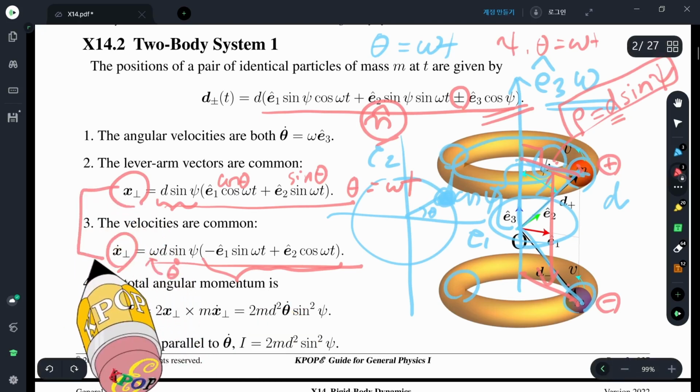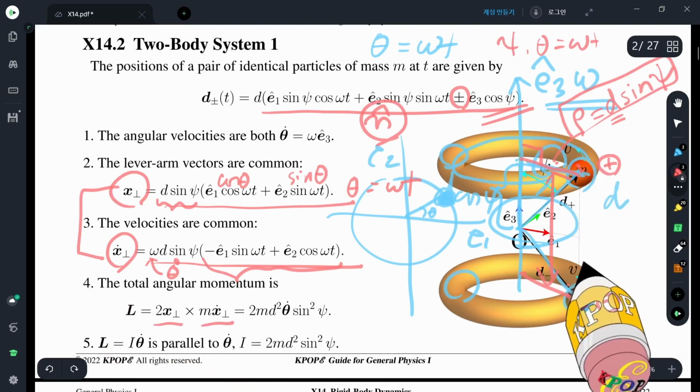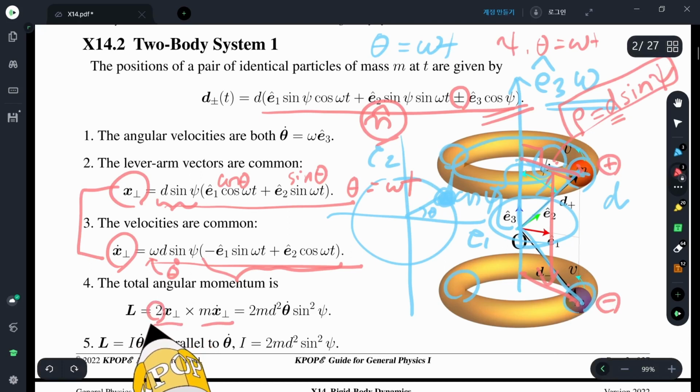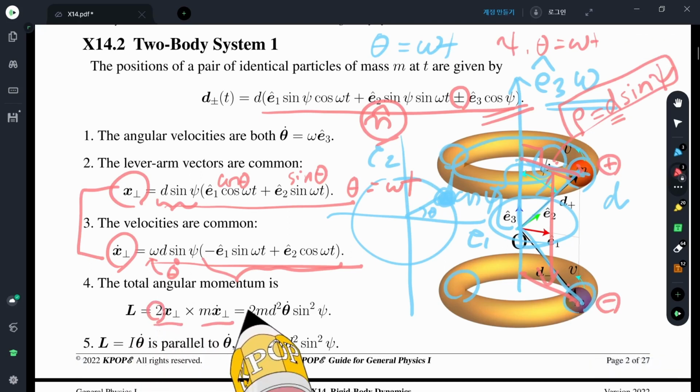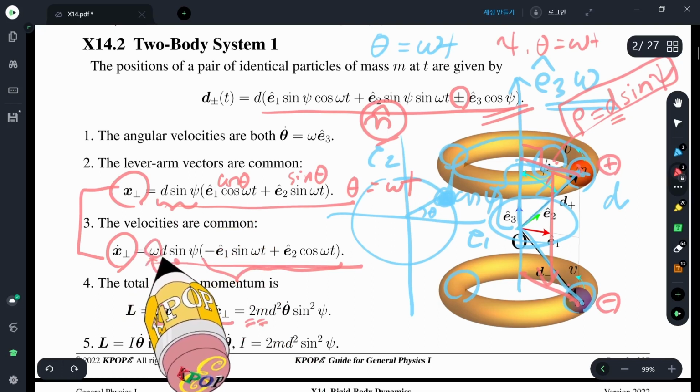Using these two, we can compute the angular momentum of the two particles. They are identical to each other, therefore I have doubled the value. Therefore, for a single one, x perpendicular cross m x perpendicular dot gives 2 times this, with the mass and omega in here.